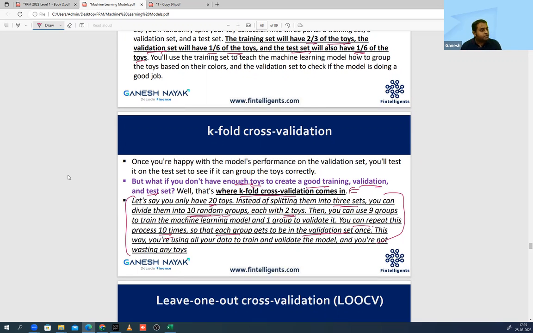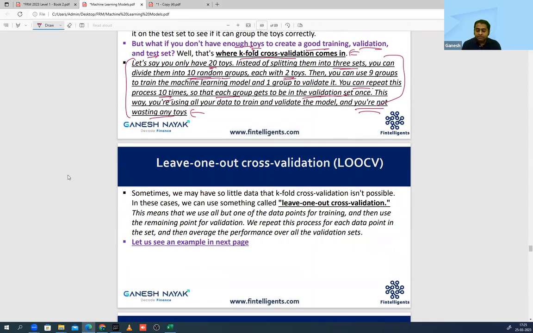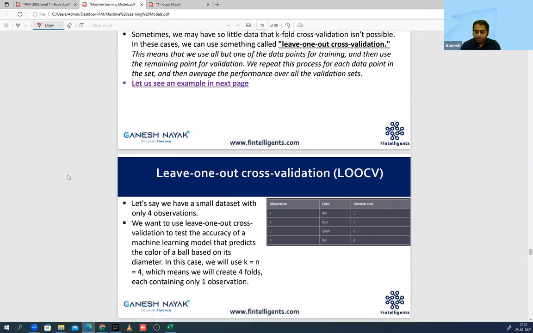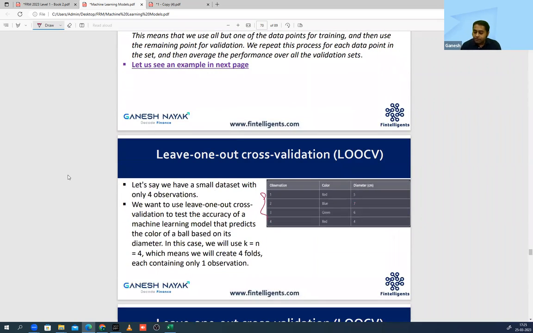Okay, the purpose: we have a very small number of toys, only 20, and we want to utilize everything. We don't want to waste any toy in training the model. The further part, look at this, leave one out cross validation. Suppose I have 4 observations, not 20 million, now we have only 4. And for each observation I'm getting color as an information and diameter as an information.